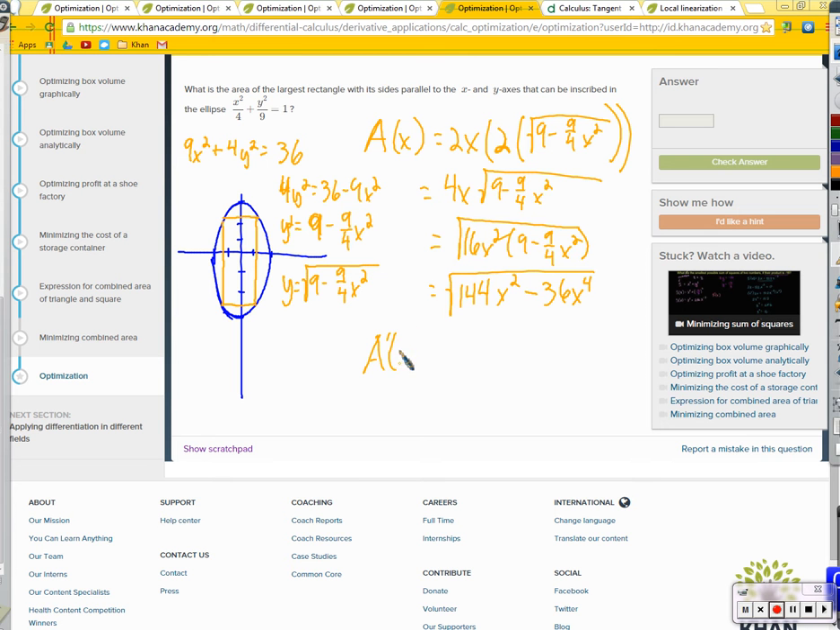Okay, so A prime is what? 1/2 times 144 x squared minus 36 x to the 4th to the negative 1/2. You get messy here. Times 288 x minus 144 x to the 3rd. It's done. So what do we do with this function? Set it equal to 0, and then we solve for x.